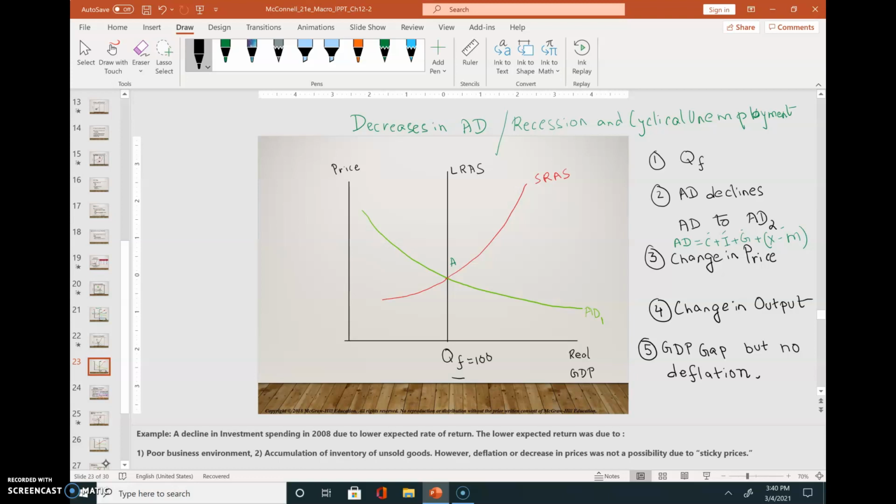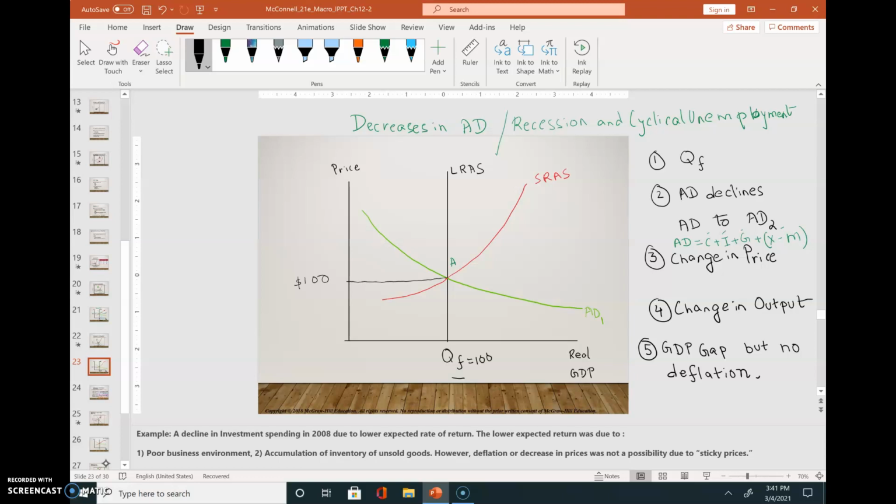Now, these three curves, aggregate demand, short-run aggregate supply, and the long-run aggregate supply, all intersect at point A, and we have a full employment output level, which is QF. I just wrote QF equal to 100 for the sake of simplicity. Let's say the equilibrium price quantity combination is price is $100 and full employment output is 100.